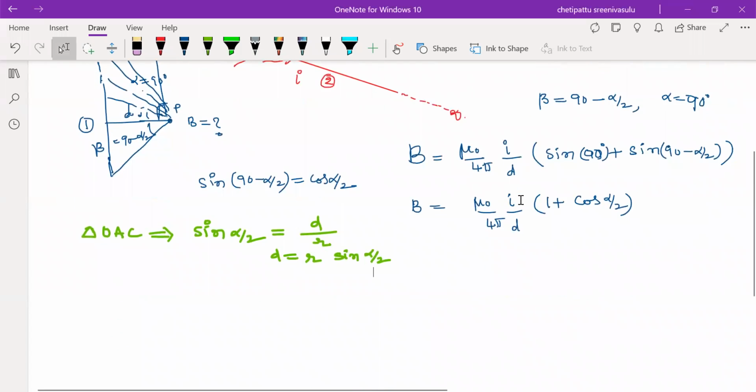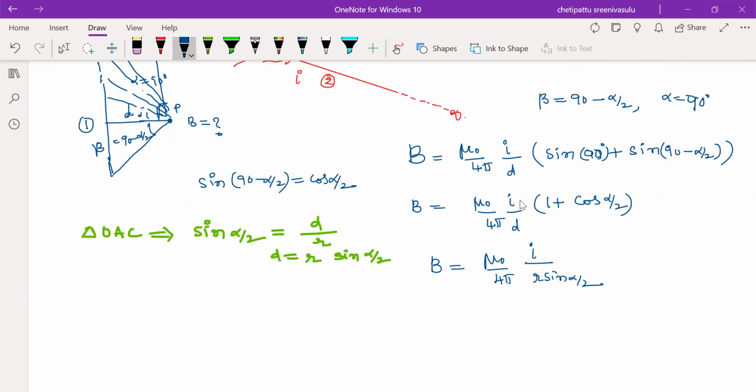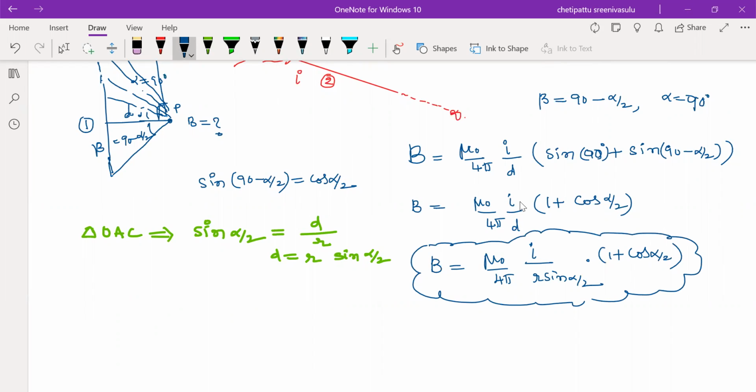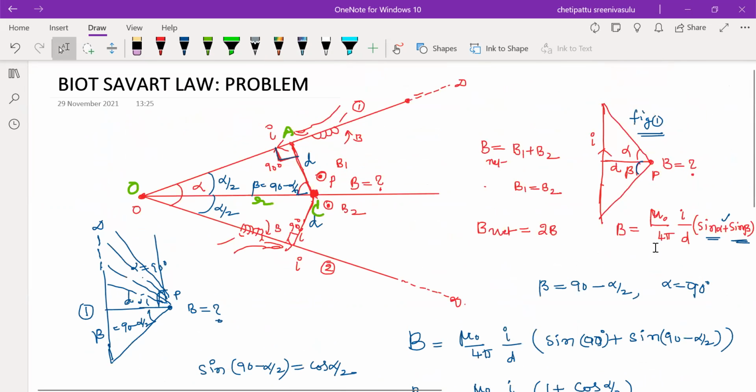Now substitute here. B equals mu naught upon 4 pi, I upon R sin alpha by 2, into 1 plus cos alpha by 2. So this is the answer for this question. This is the level 3 problem from moving charges and magnetism.